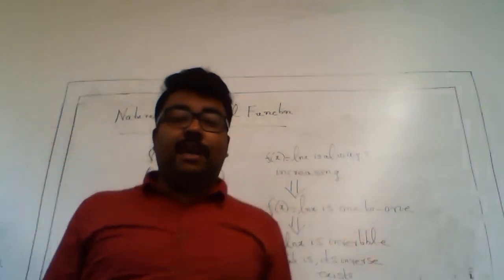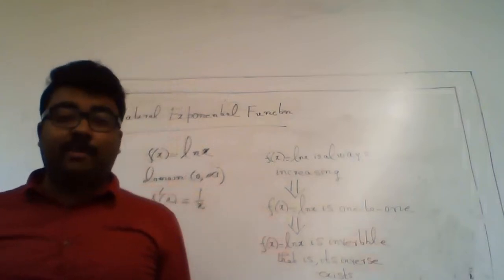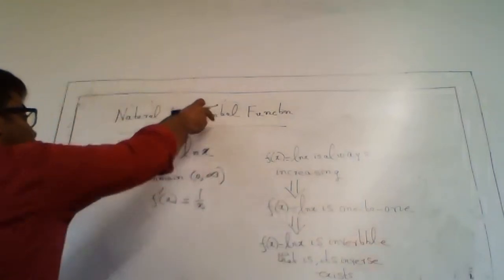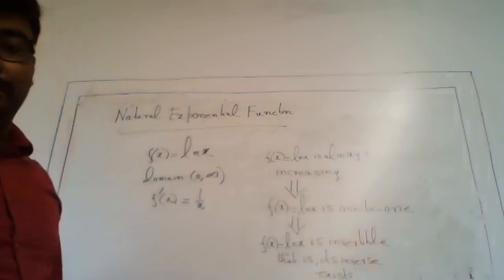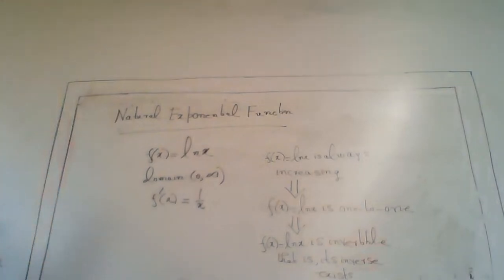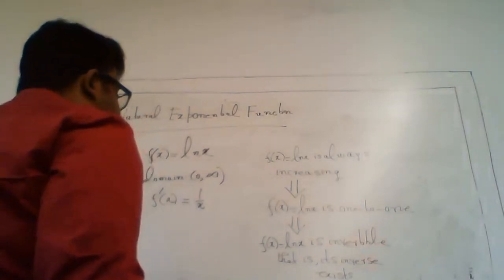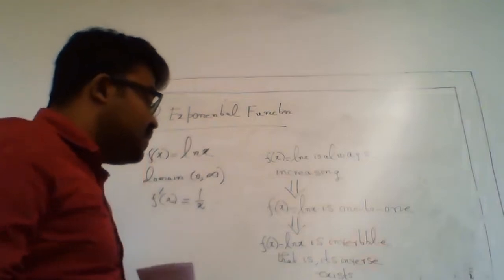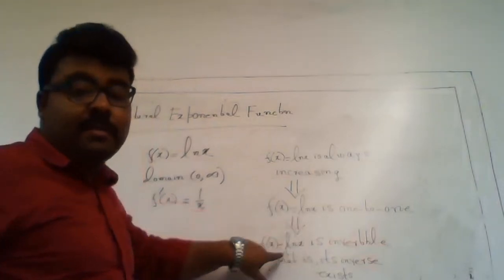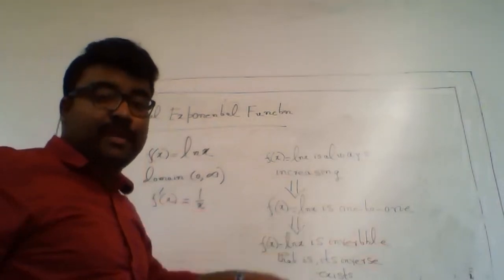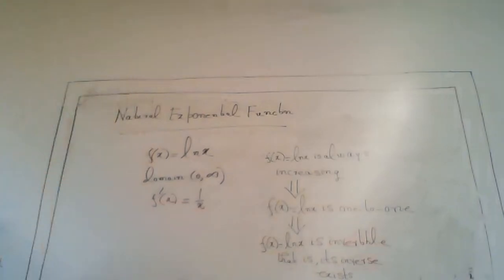So the inverse of the natural logarithmic function is called the natural exponential function. So this is how we define a natural exponential function. The natural exponential function is just the inverse of the natural logarithmic function, which we have studied in the last chapter. Right. So this is the definition.